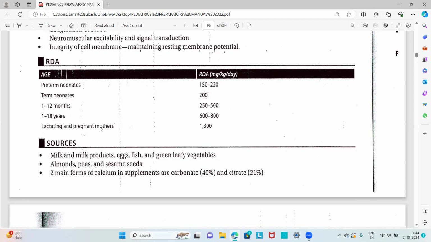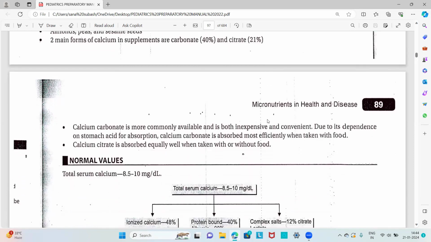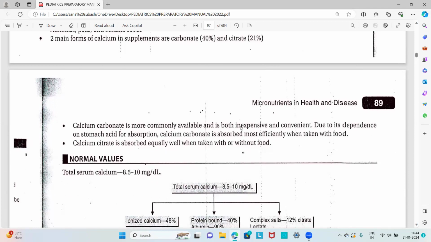Then the richest sources of calcium are milk and milk products, eggs, fish, and green leafy vegetables, and also almonds, peas, and sesame seeds. The two main forms of calcium in supplements are calcium carbonate at 40% and calcium citrate at 21%. Calcium carbonate is more commonly available and is both inexpensive and convenient, due to its dependence on stomach acid for absorption. Calcium carbonate is absorbed most efficiently when taken with food, and calcium citrate is absorbed equally well when taken with or without food.